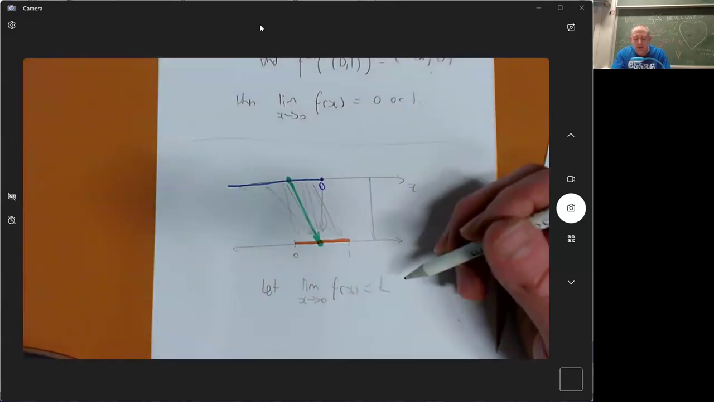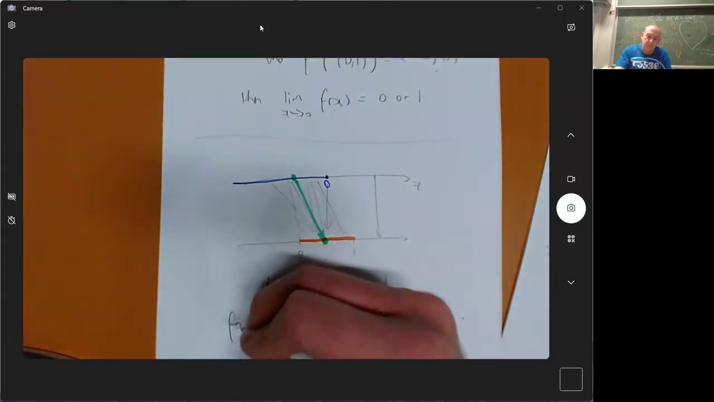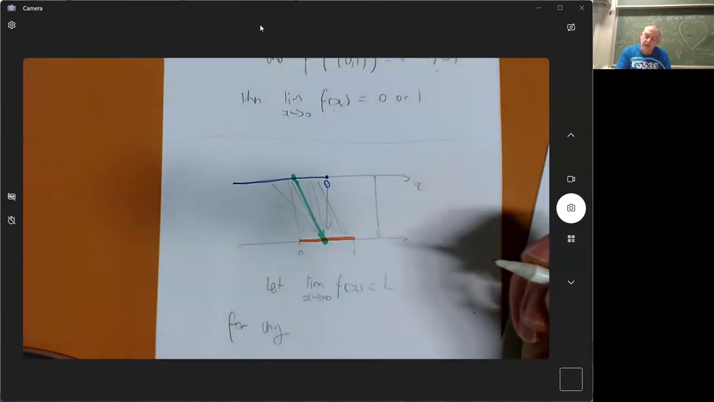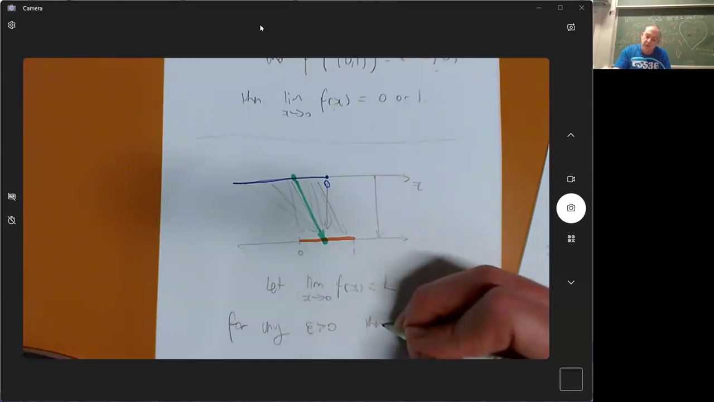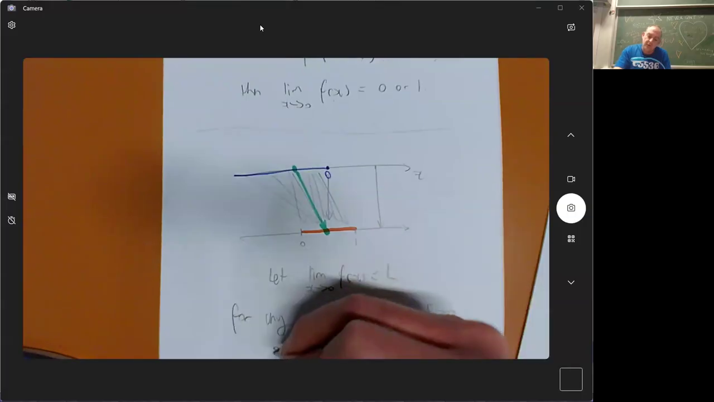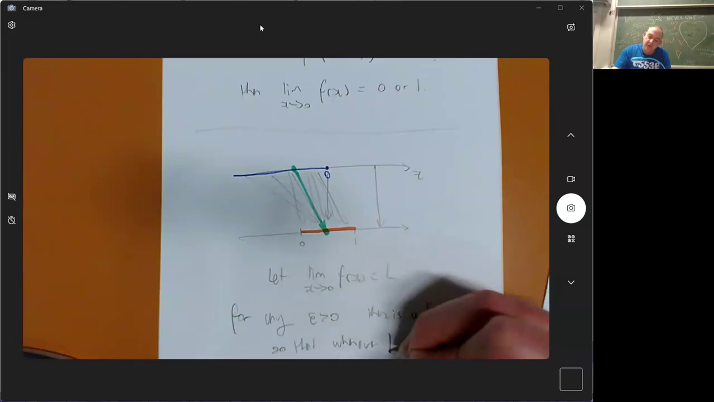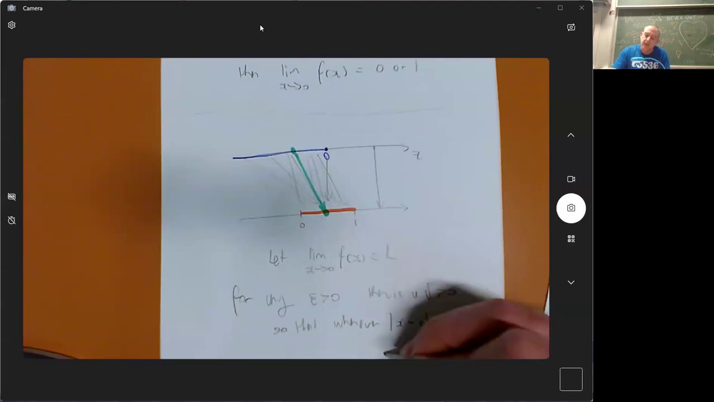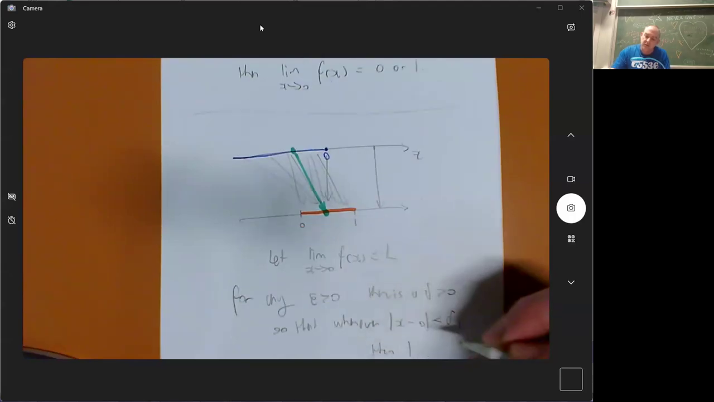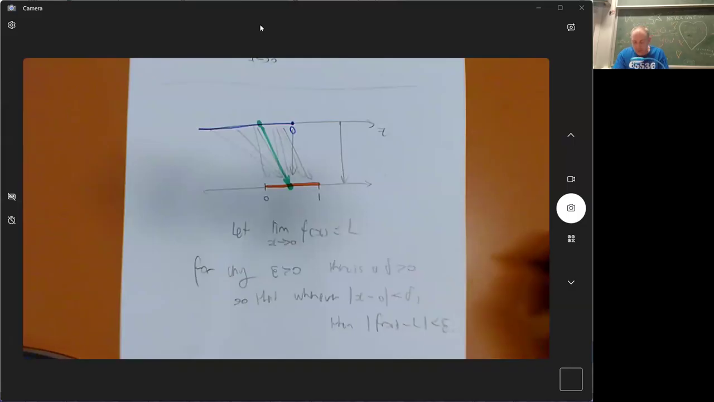So going to let this be L, and then what that means is that for any epsilon greater than 0, there is a delta greater than 0, so that whenever the distance between x and 0 is less than delta, then the distance between f of x and L is less than epsilon. That's the definition of the limit, right? Okay.